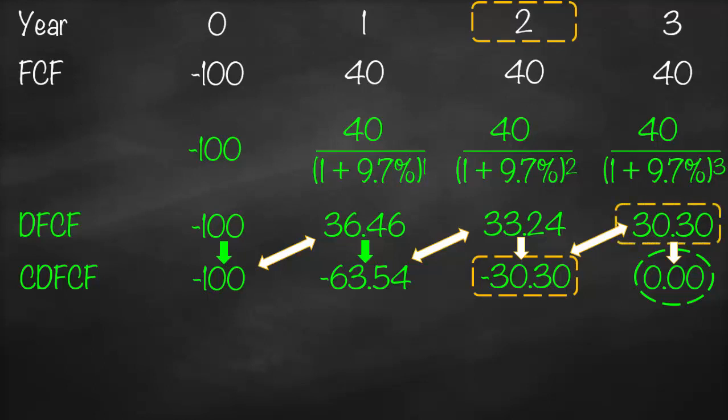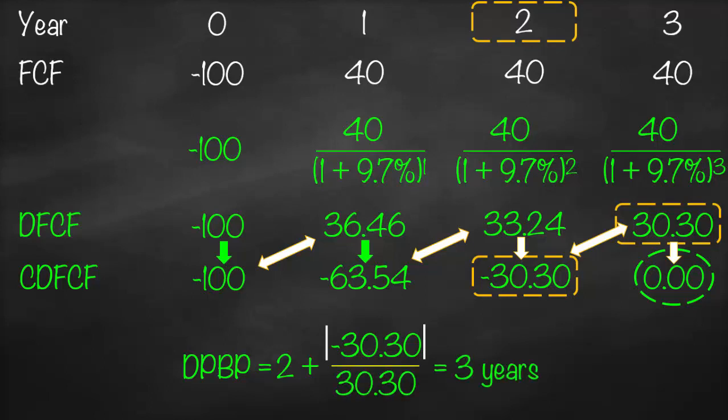What will be our next discounted free cash flow? It will be 30.30. So our formula is: discounted payback period is equal to the year of the last negative cumulative discounted free cash flow, which is year two, plus the value of the last negative cumulative discounted free cash flow, which is 30.3, negative sign. Then I will use absolute value to remove the negative sign, divided by our next discounted free cash flow, which is 30.3. This will give us 3 years. So either I look at it, and if we have a value zero, it means that we're going to choose that year. If not, I need to use this formula.